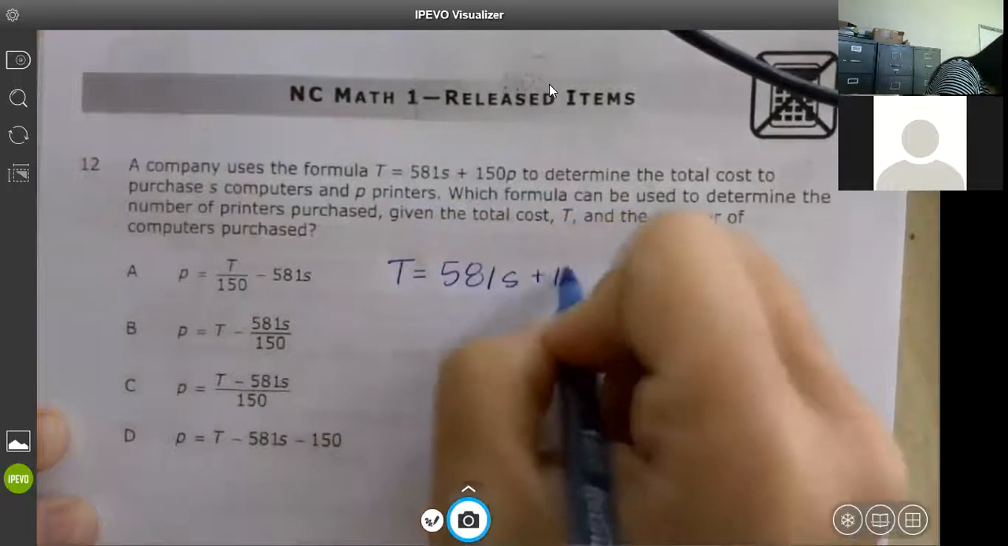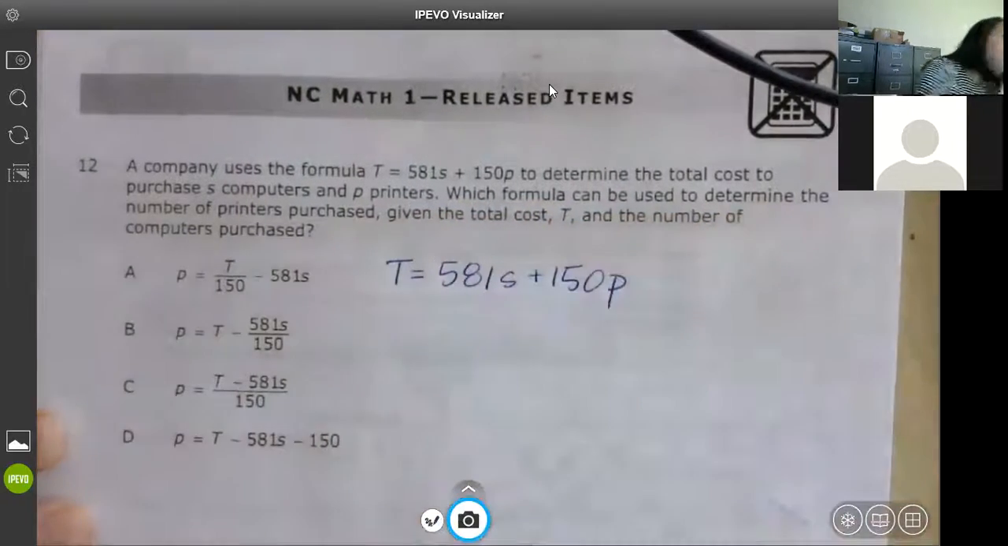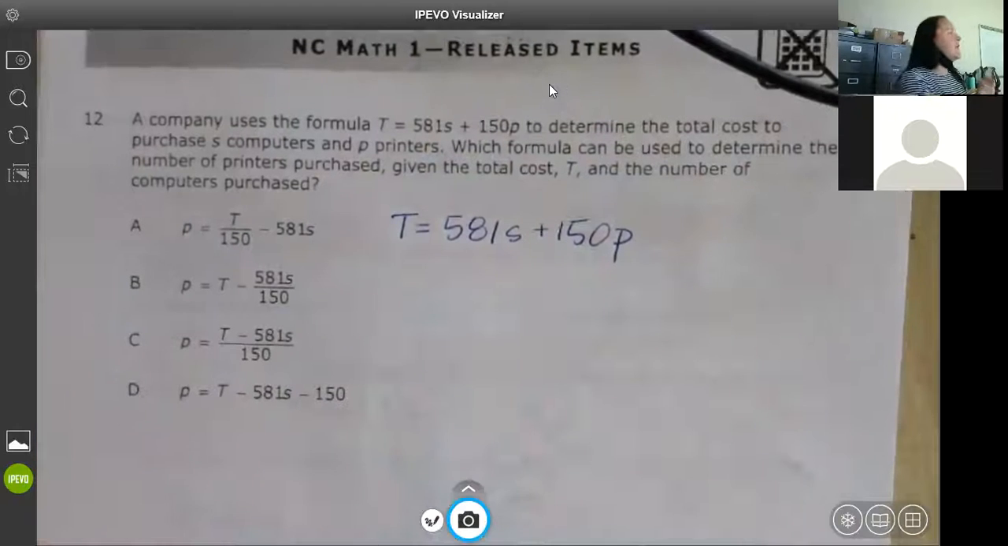Also a super easy problem. We've been doing this since the beginning of the year. A company uses the formula T equals 581S plus 150P to determine the total cost to purchase S computers and P printers. Which formula can be used to determine the number of printers purchased given the total cost T and the number of computers purchased?